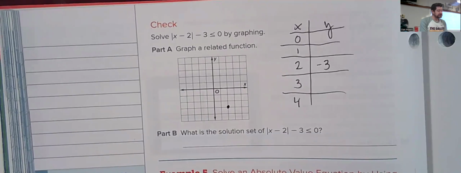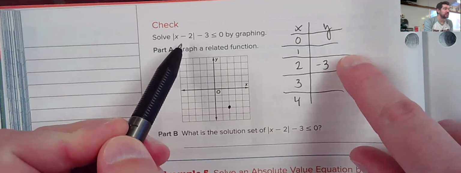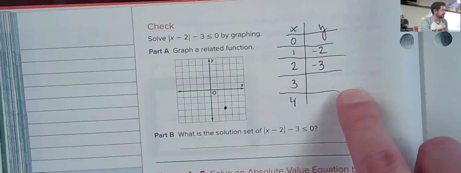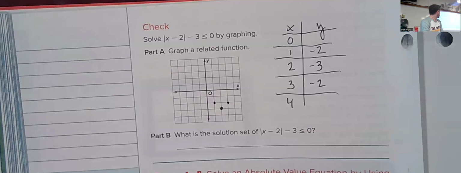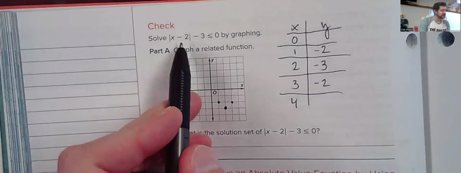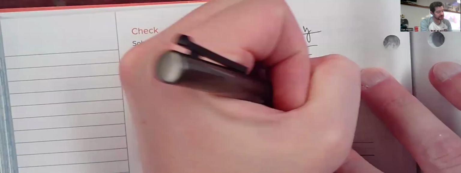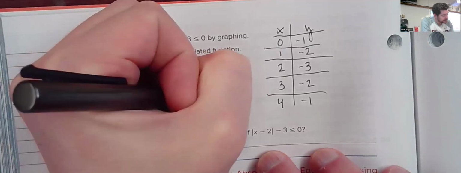If we plug in 1, let's just do 1 right here. 1 minus 2 is -1. The absolute value of -1 is 1. 1 minus 3 is -2. So we have 1, -2, which means we have 3, -2, which would be here and here. And if we plug in 0, 0 minus 2 is -2. The absolute value of -2 is 2. 2 minus 3 is -1. So 0, -1, 4, -1. That would be here and here.